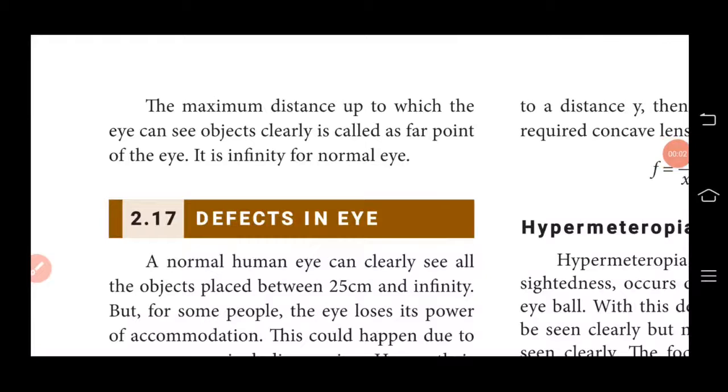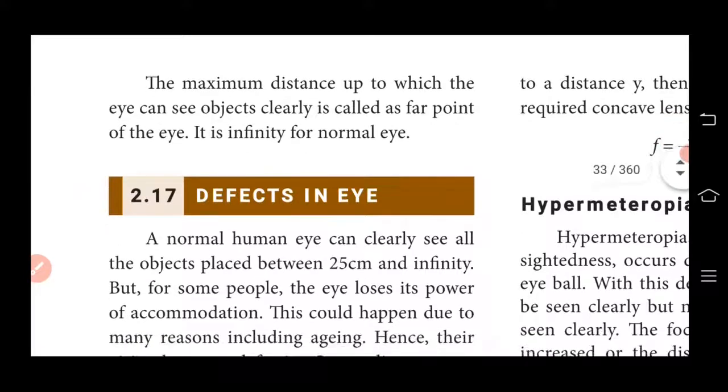Students, you know that there are 4 defects in the eye. They are myopia, hypermetropia, presbyopia, and astigmatism. So let me once again shortly recall all the 4 defects in the eye.